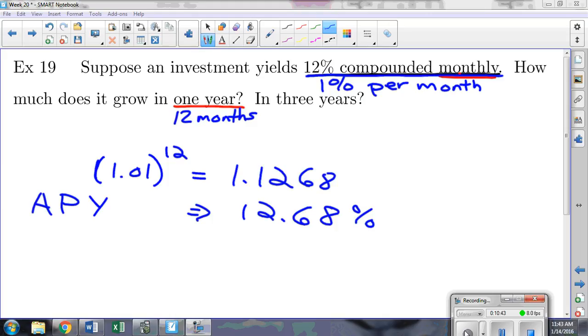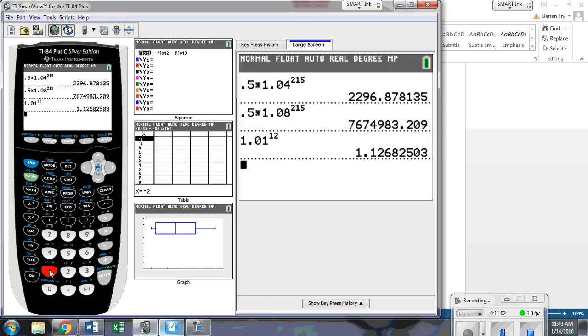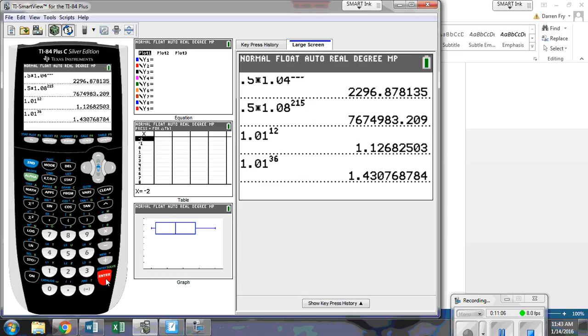Well, what would be different then if we did this over a period of 3 years? Well, in 3 years, 3 years is 36 months. So we wind up with something very similar. We'd take that 1% per month and compound it 36 times, giving you overall a 43% return on your investment.